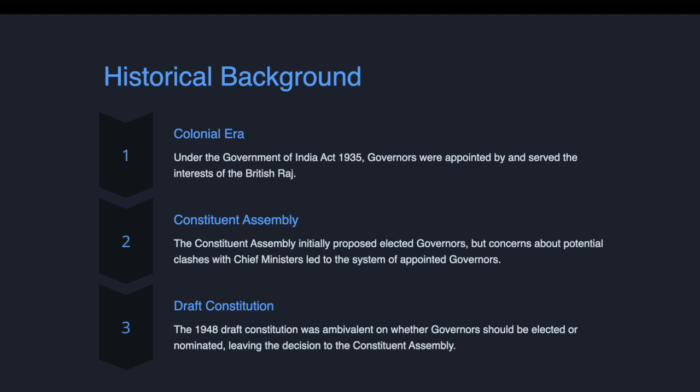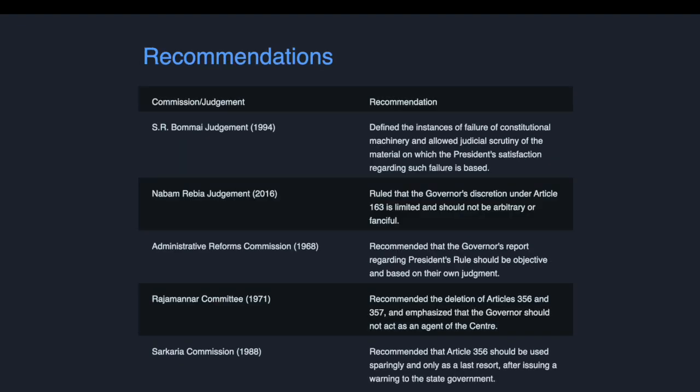Raj. The Constituent Assembly initially proposed elected governors, but concerns about potential clashes with the CM led to the system of appointed governors. The 1948 draft constitution was ambivalent on whether governors should be elected or nominated.